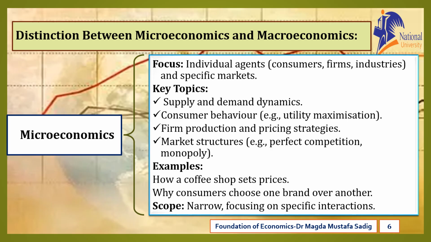The third key topic is firm production and pricing strategies. Firms or businesses decide how much to make and what price to charge to earn the most profit. They think about costs like ingredients or workers and what customers are willing to pay.